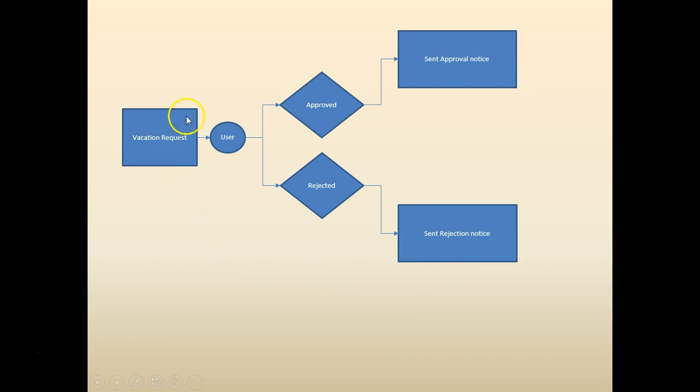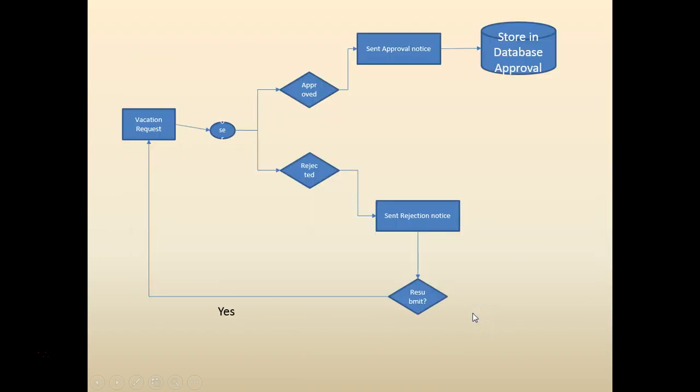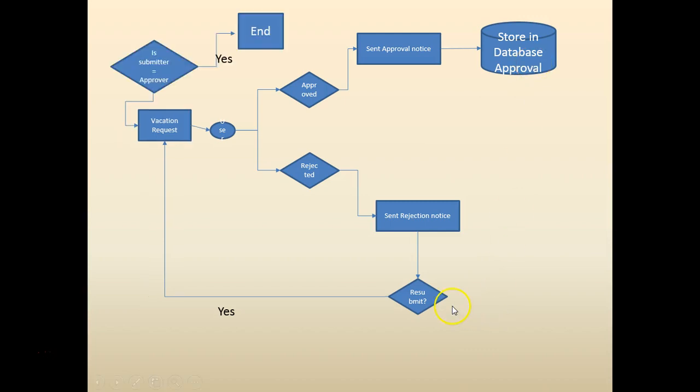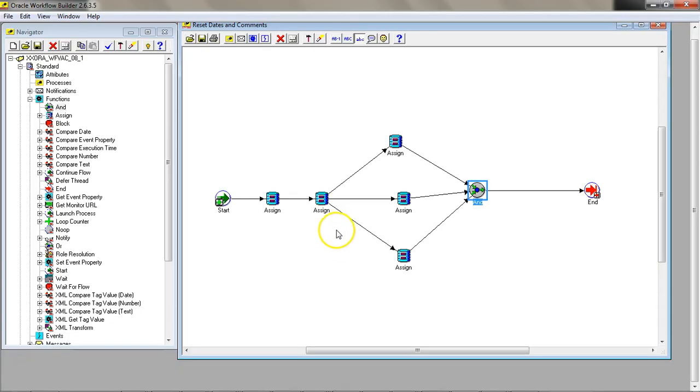We are working on this vacation request where the vacation request comes in, and the approver either approves or rejects the notification. We have enhanced it to include a loop where we would resubmit it, and to store the value in a database once it's approved. We have added another condition upfront where if the submitter is the approver, we don't want to proceed with the vacation request. We also added a new process to reset the input dates.